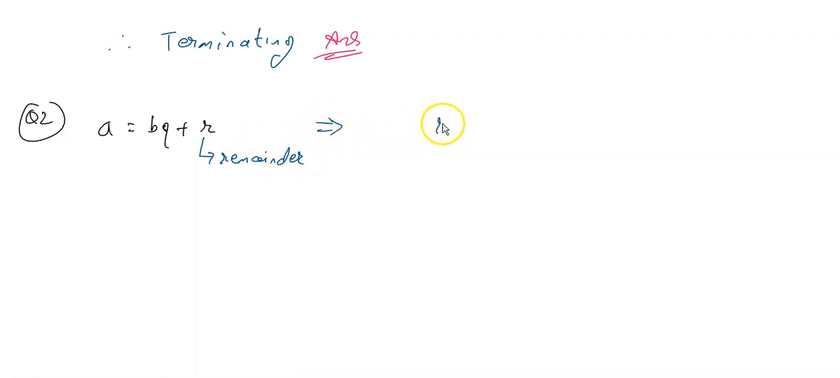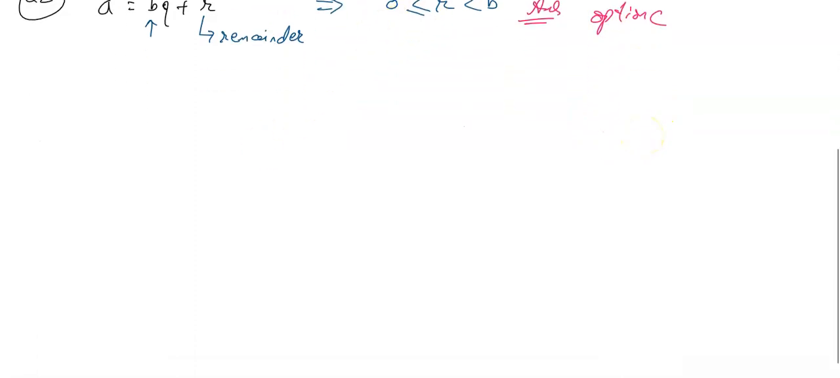So जो रिमाइंडर होता है हमेशा in the division process that is always greater than or equal to zero and less than the divisor. So which is the divisor? b. So this should be my answer. That is option C. Option C is the correct answer. Then let's go to question number 3.